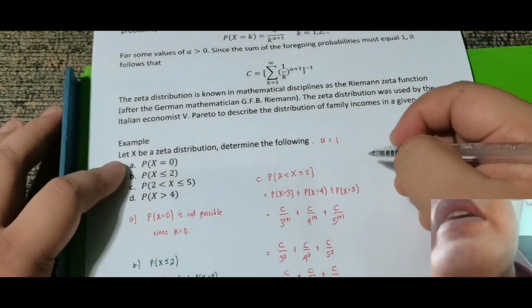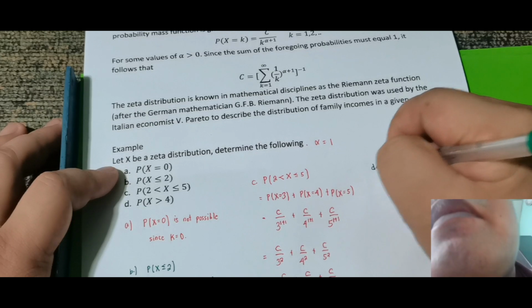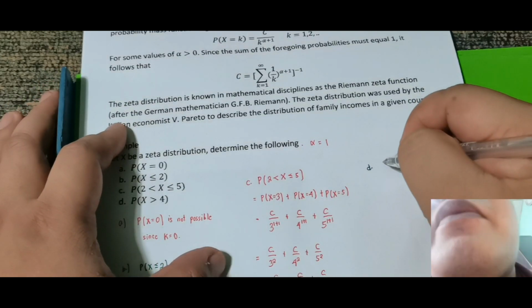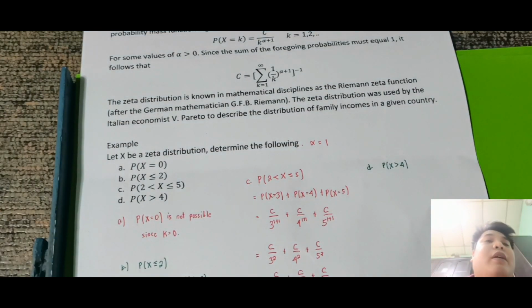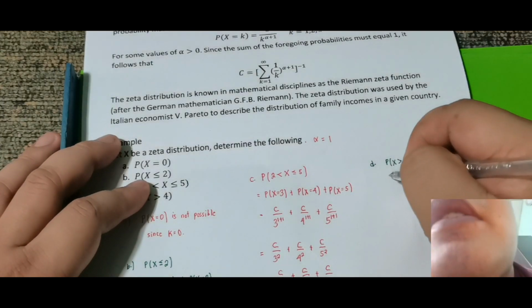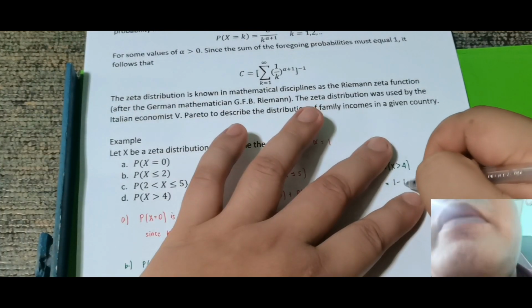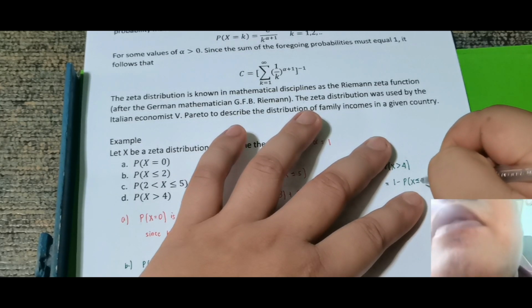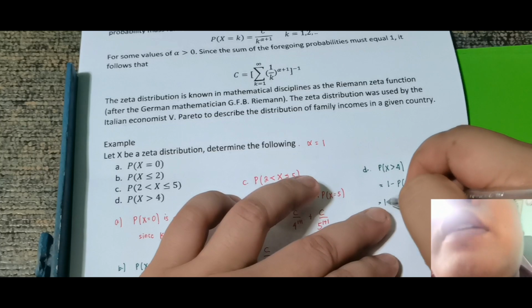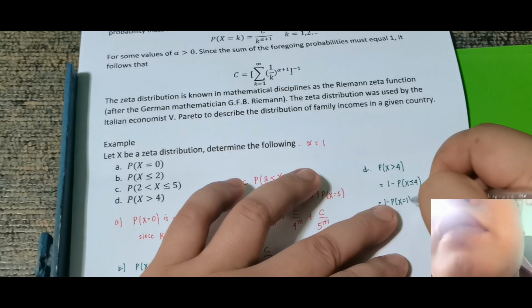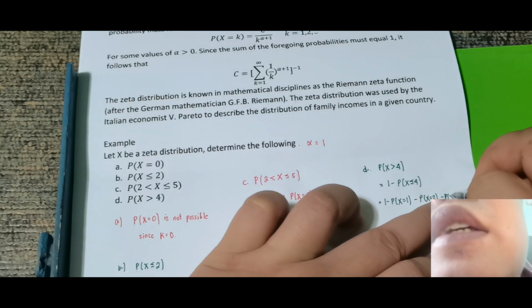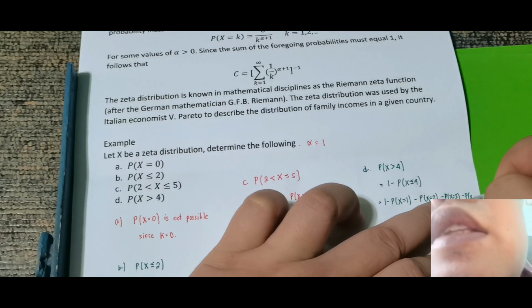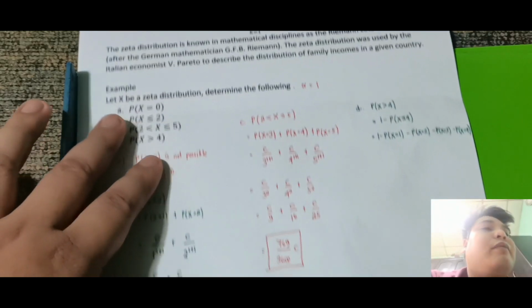Okay, then lastly, we have number 10. So for number 10, for letter D, we have the probability at x is greater than 4. So obviously, hindi natin alam saan matatapos yan. So pag ganun yung mga scenario, kunin natin yung ating complement. So this is just equal to 1 minus probability at x less than or equal to 4. Okay, and this is just equal sa 1 minus the probability at x is equal to 1 minus the probability at x is equal to 2 minus the probability at x is equal to 3 minus the probability at x is equal to 4.